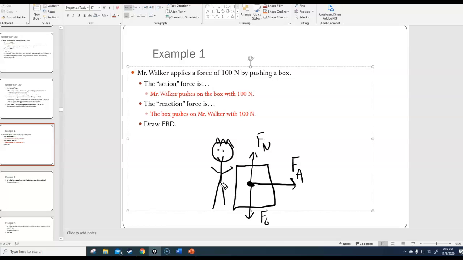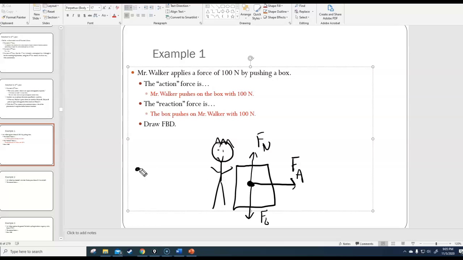Well, it doesn't show up on the box. And a lot of people misunderstand the third law and they get confused because they think, well, if the forces are equal and opposite, don't the forces cancel out? And the answer is no, because they act on two separate objects. Okay, so one of those forces, the action force, is on the FBD for the box. The reaction force would be on the FBD for me.